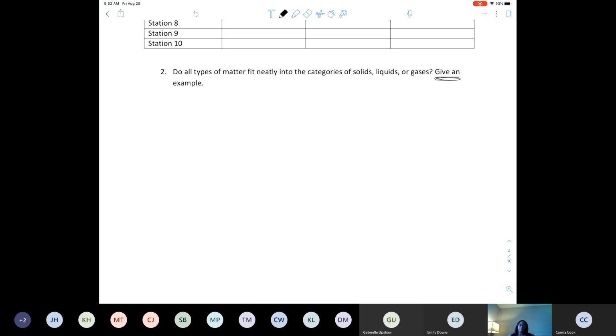So give an example of one that fit into more than one category and answer the question yes or no. The answer would be no if they all did not fit into one category, if there were some substances that fit into more than one. And then give them an example of one of the substances that fit into more than one category.